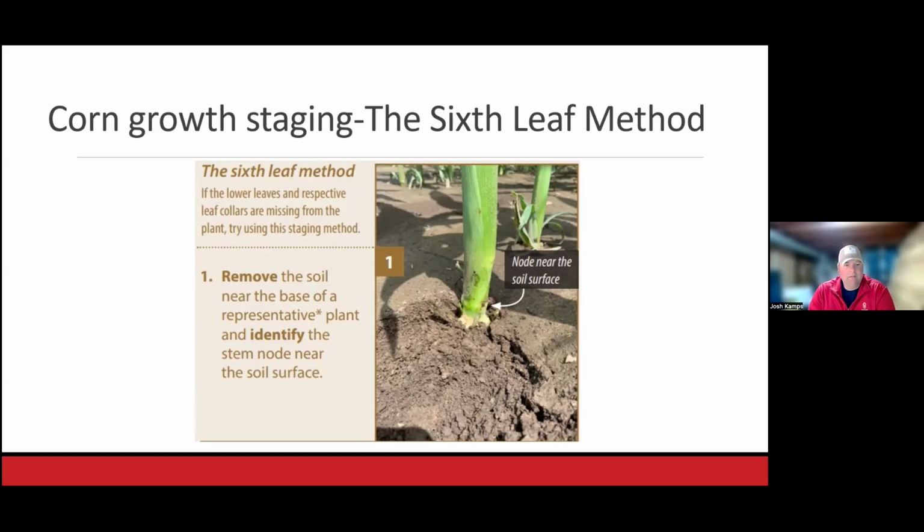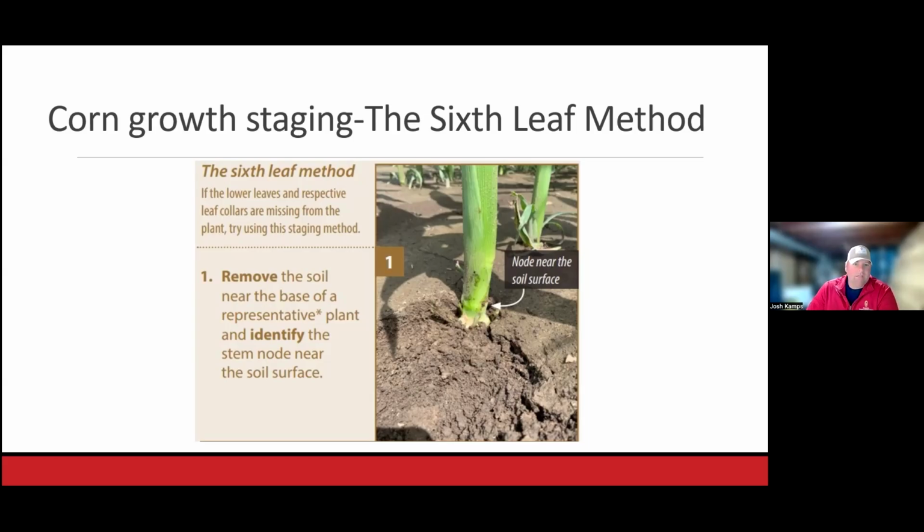We actually have to go down to the base layer, to the soil, and pull back a little bit of soil there and start to identify some structures on that corn plant. So we want to look for a stem node that's right at the surface of the soil. This little chart I have up has a star next to representative plant. We'll see that in a couple of slides, but that just means picking a plant that meets that representative goal across the field, not picking an outlier plant.